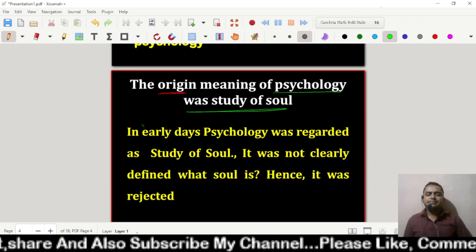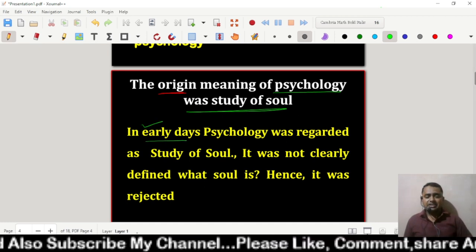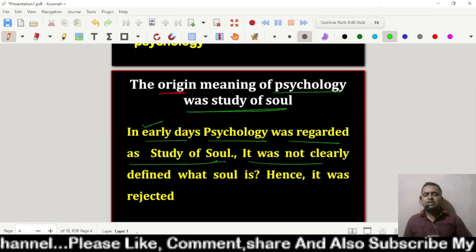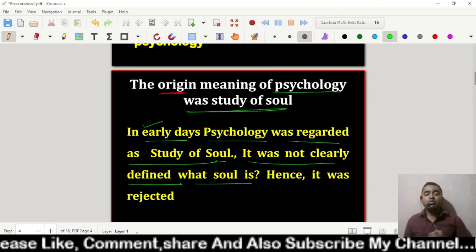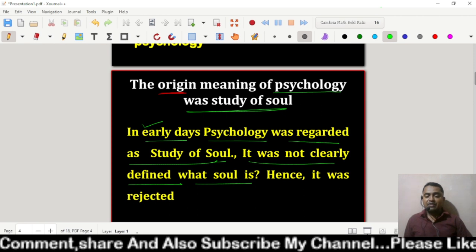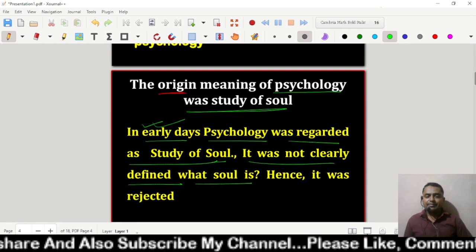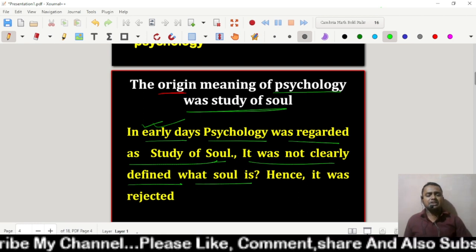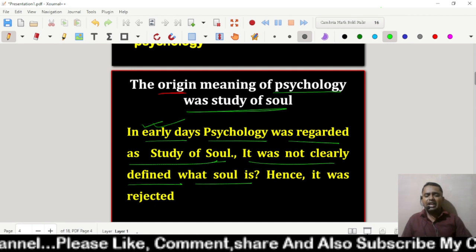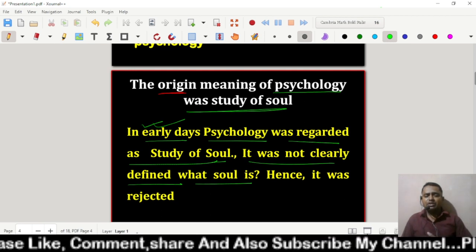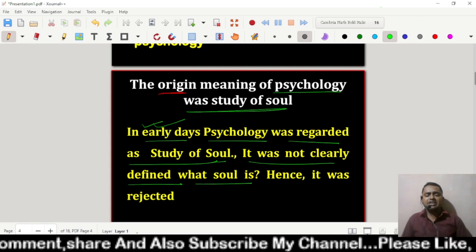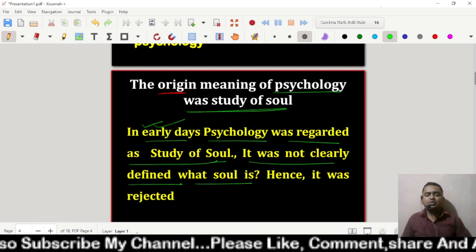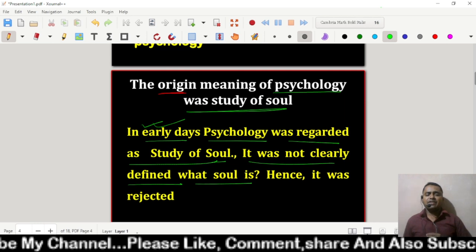In the early days, psychology was regarded as the study of soul, but it was not clearly defined what the soul is. Listen carefully, dear students. Some psychologists did not believe in the study of soul and have not accepted this definition. The question arises: what is the soul? A clear explanation of the soul was not given at that time.